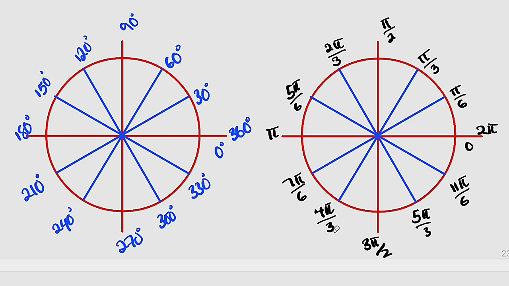240 is 4 pi divided by 3. 270 is 3 pi divided by 2. 300 is 5 pi divided by 3. 330 degrees is equivalent to 11 pi divided by 6. And lastly, 360 degrees is equal to 2 pi.